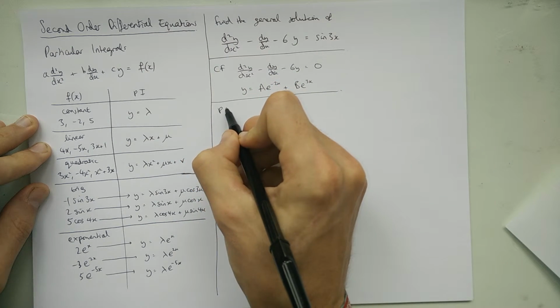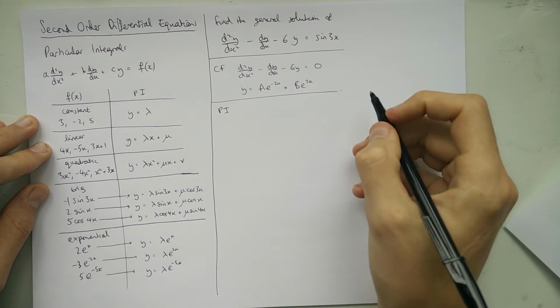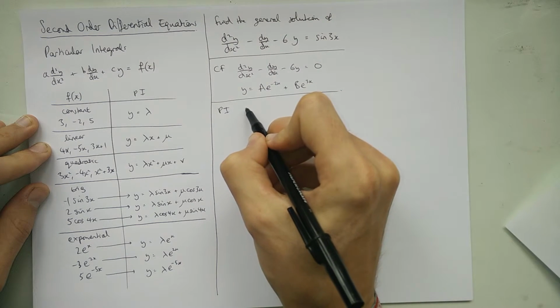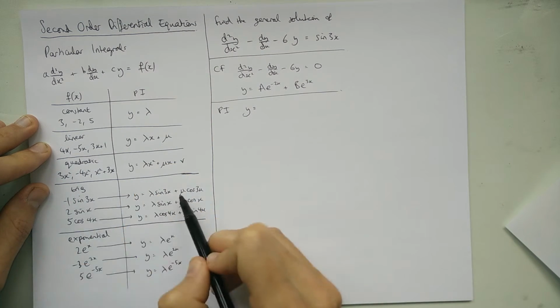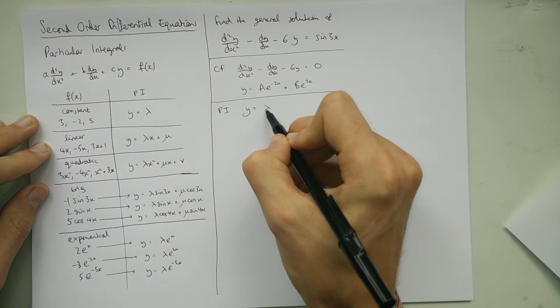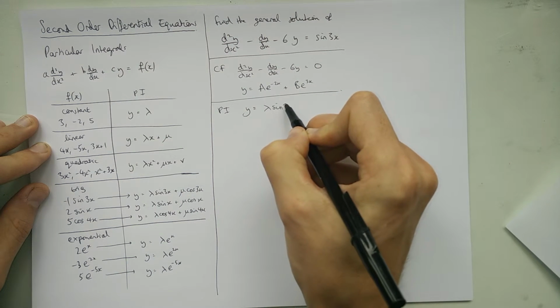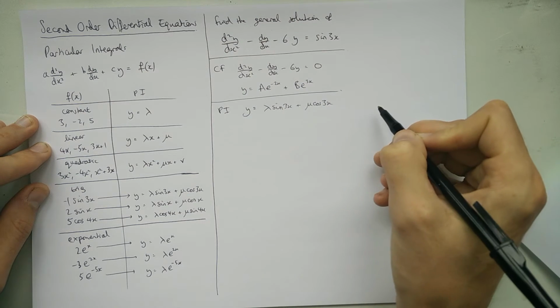Now let's do the second part, which is the particular integral. That's the bit we're really interested in today. And we've got to decide what we want our y to be. So we look over here and we think, okay, it's sine of 3x, so I'm writing down lambda sine 3x plus mu cos 3x.